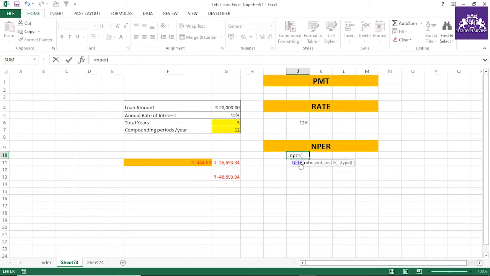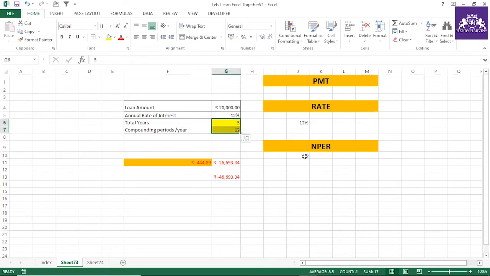NPER, you can say rate. This is the rate divided by 12. And now PMT, this is the PMT. What is my PV? This is my PV, guys. Now see if we are getting the result. Yes, we are getting the result. 60, 12 into 5, 60.